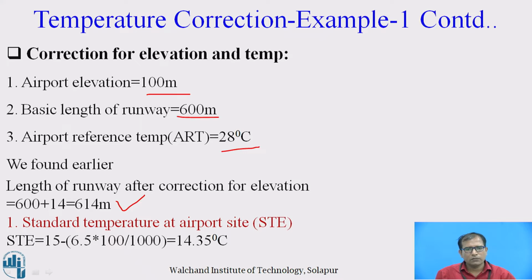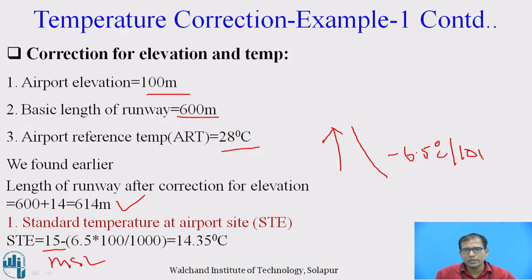As per the steps we have learned, first we calculate the ST value, that is the standard temperature at the airport site. At MSL the standard temperature is taken as 15 degrees, and we know the rate at which the temperature decreases. As we go to higher altitude, the rate of decrease is minus 6.5 degrees centigrade per 1000 meter.